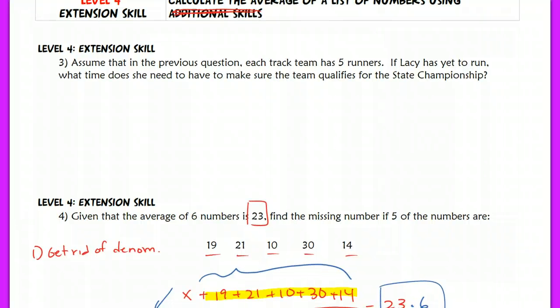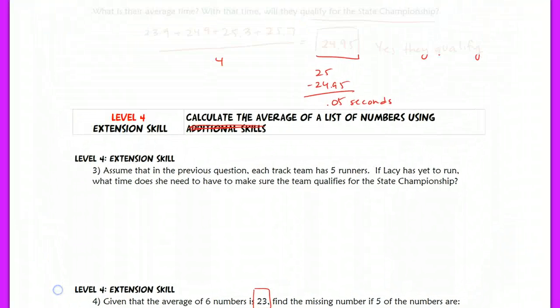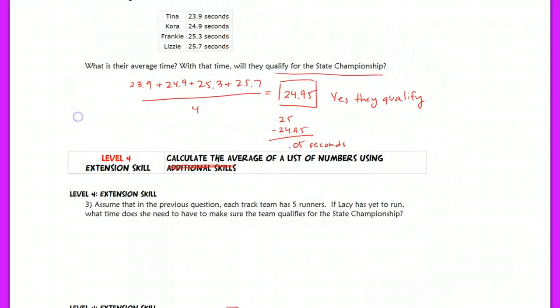Okay? So let's go back to this question where it says, assume that in the previous question, each track team has 5 runners. Now they only gave us data for these 4 runners here. Okay? So basically they're saying if Lacey has yet to run, so she's our missing time, we don't know what her time is, what time will she need to ensure that they can qualify for the state championship?